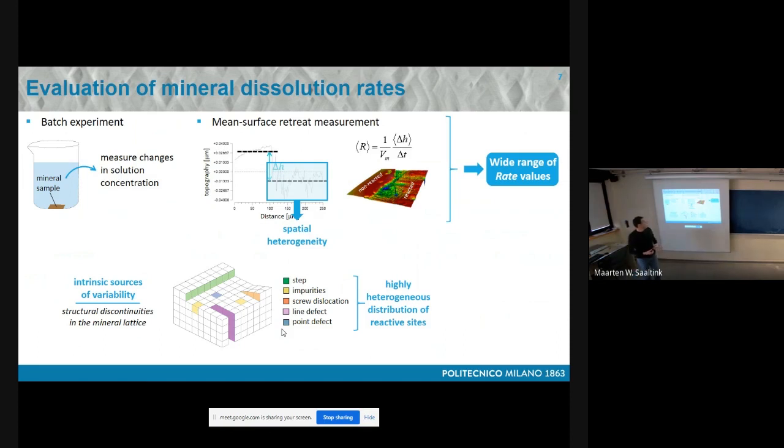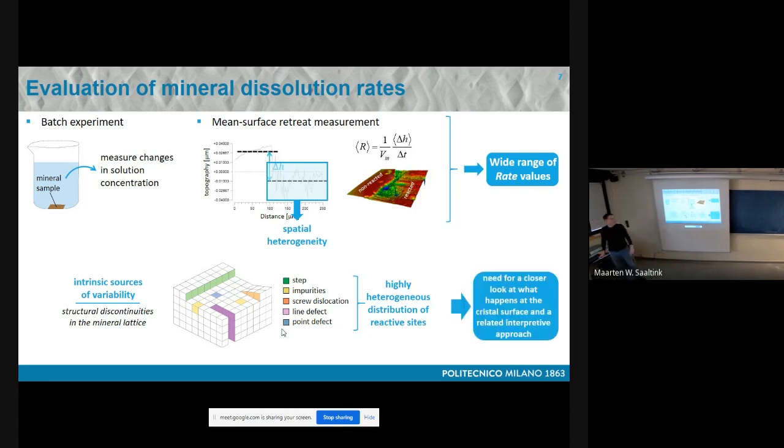The general idea was to come up with a way to transfer some of the knowledge that we had at some other scale, with some other quantities, to such a small scale: first of all, the capability to observe it, and second, some capability to model it from a stochastic standpoint. That was the key premise. Okay? This huge heterogeneity is related to several intrinsic sources of variability of the system. You can have steps, impurities of the crystals, screw dislocations, point and line effects, and all of these contribute to a highly heterogeneous distribution of reactive sites.